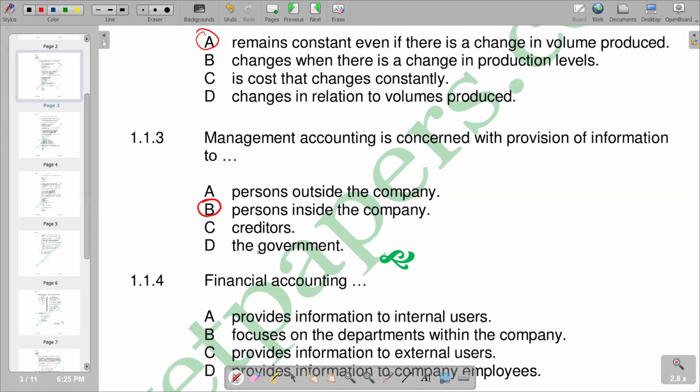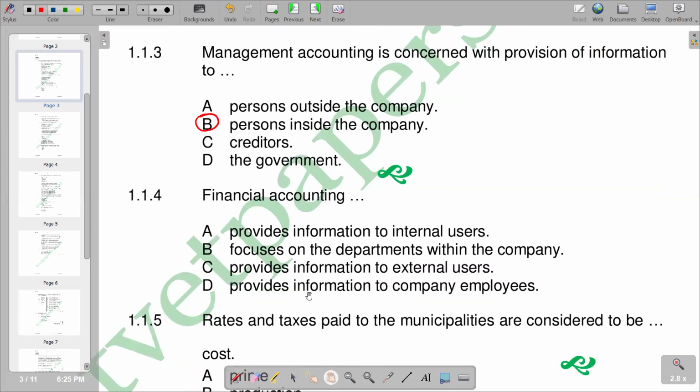Then we go to the next one, 1.1.4, financial accounting. We try to identify the correct answer that we have there. Financial accounting is all about the preparation of financial statements. Obviously, these financial statements are going to be audited at the end of the financial year, and then they become available to external users. So you'll see that C is correct, which says provides information to external users. So we are going to indicate C as the correct answer.